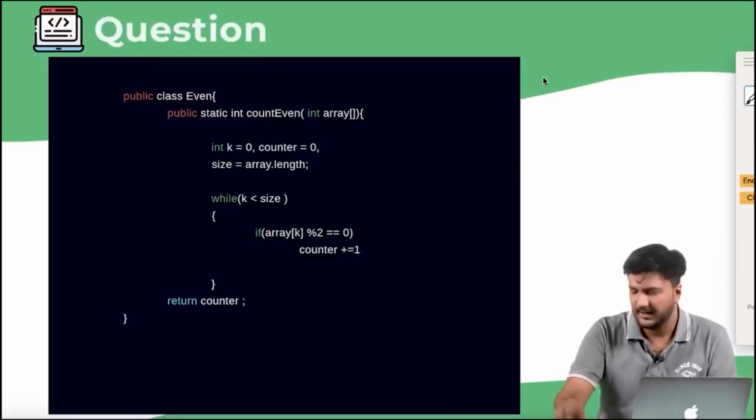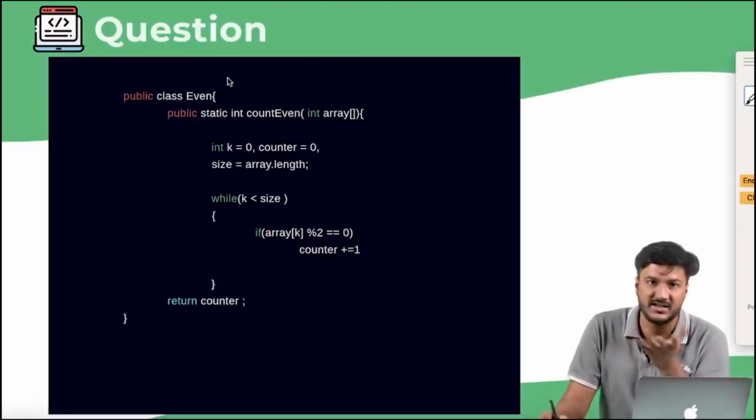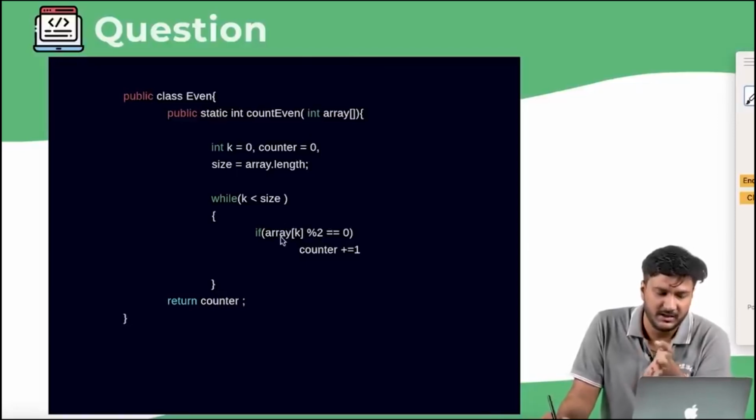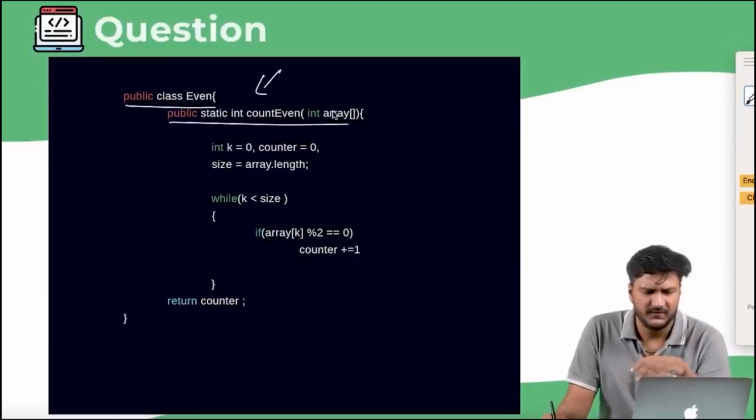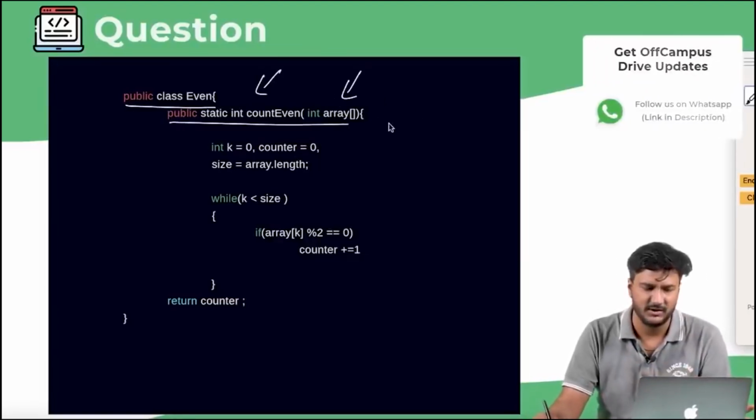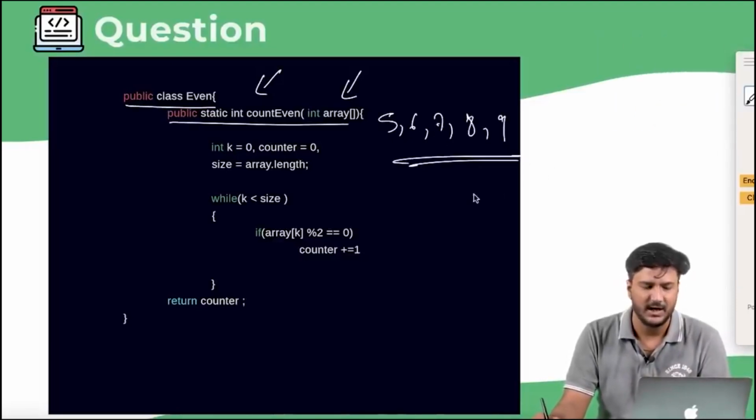Okay, so let's begin. Obviously this would be understandable by all the people, even if you are C, C++ or Java, because everything is the same. There's public class, PSVM, and all of these. The first thing that you're getting here is the array, let's say 5, 6, 7, 8, 9. That's exactly how you are getting the array.